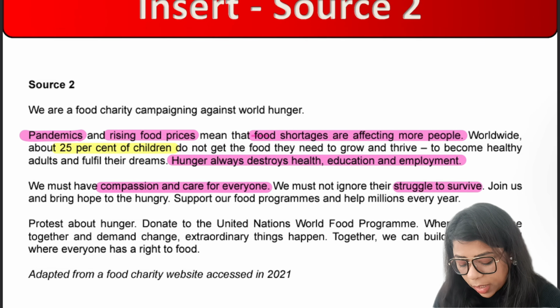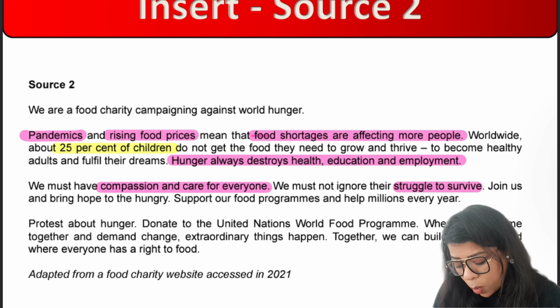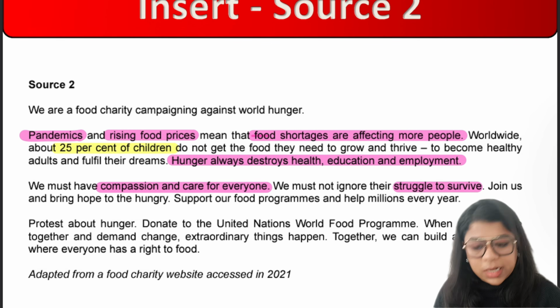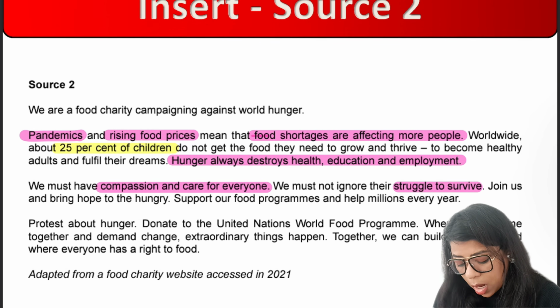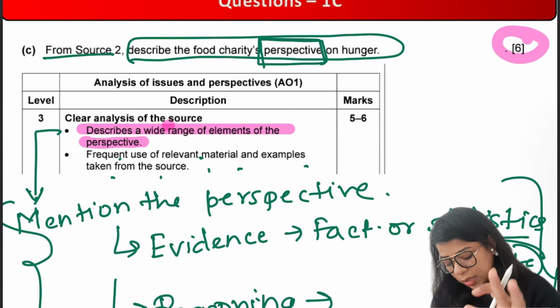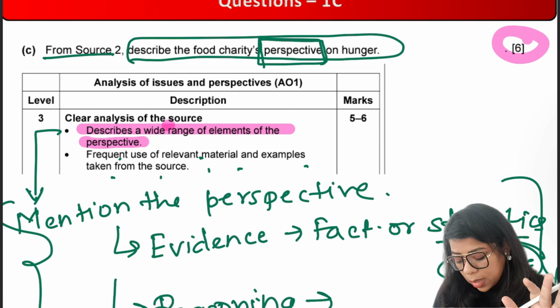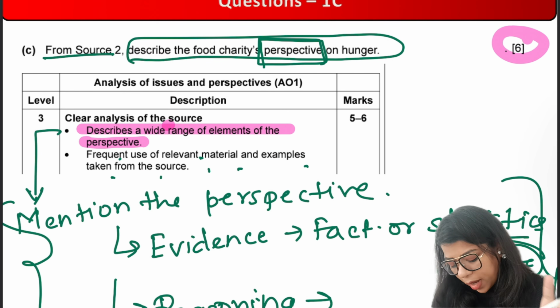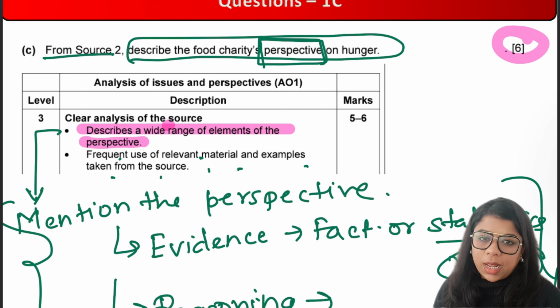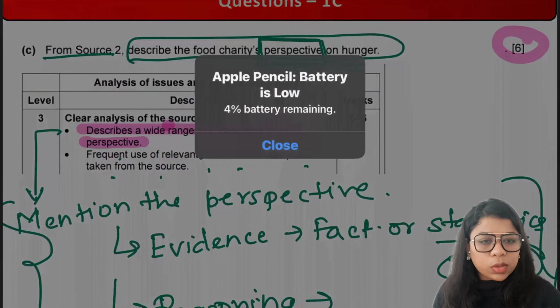Food shortages are affecting more people. Why? Because of the pandemic and rising food prices, because of definitely the inflation. Worldwide, about 25%. That is a statistic that will support the next part. Hunger always destroys health, education, and employment. So your answer should have three things. I am just breaking down what exactly we want from your answer. Mention the perspective, give the evidence, and give the reasoning for that answer, and that will actually help you to frame the best answer possible.